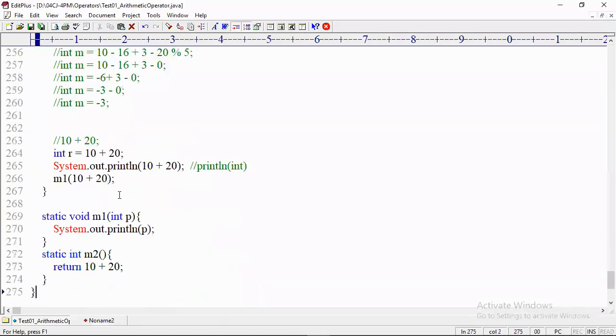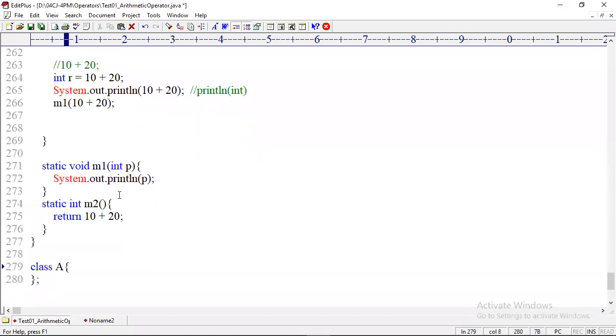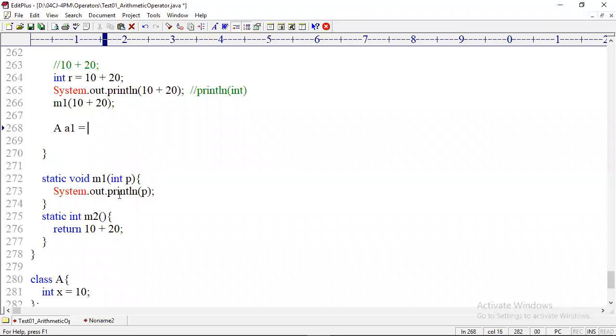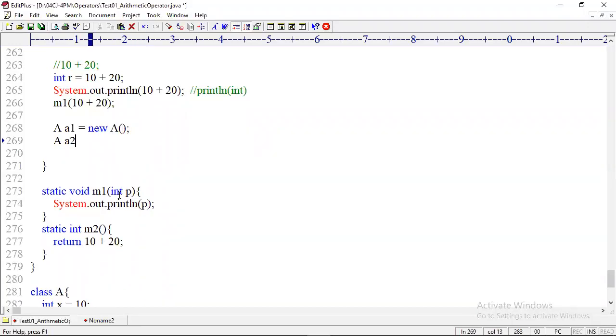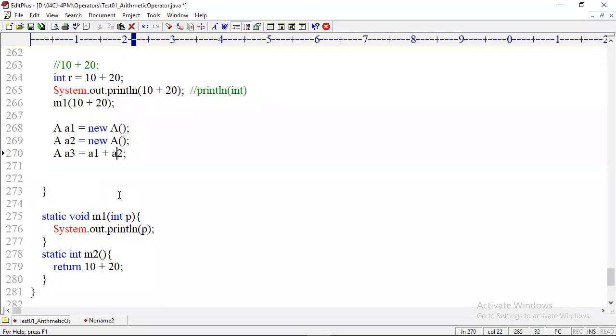Can you tell me, I'm writing one small statement. I'm creating a class called A, and inside I'm writing int x equal to 10. I'm writing a1 equal to new A, a2 equal to new A. Can I use the assignment operator with reference data types? Yes. Can I use the plus operator with reference data types? a3 equal to a1 plus a2. Is it allowed? What is the meaning of this statement?